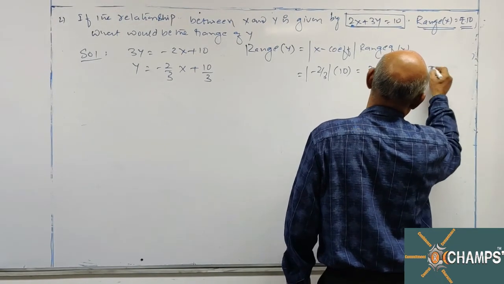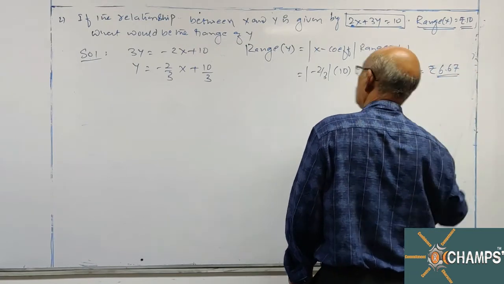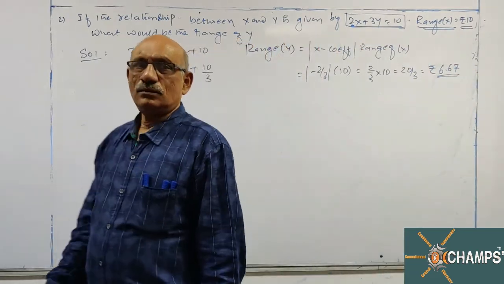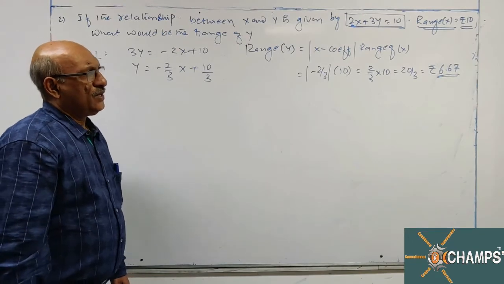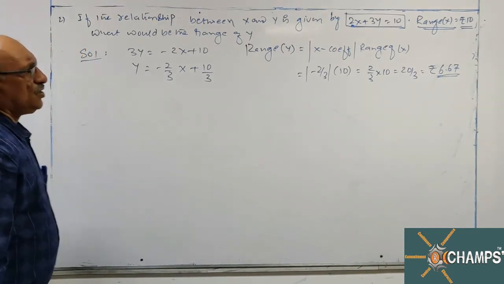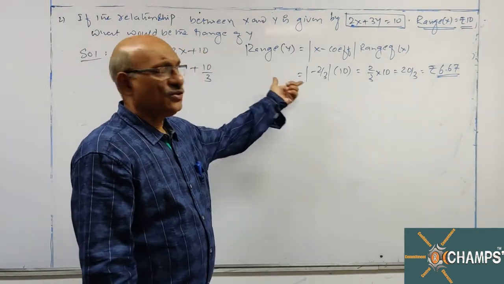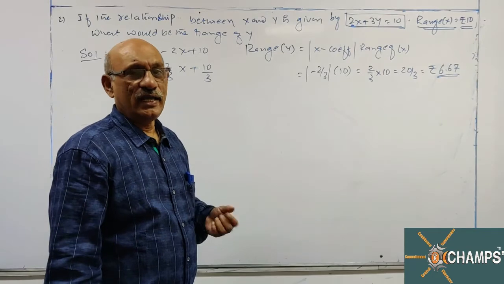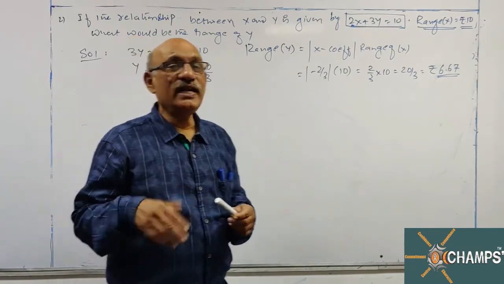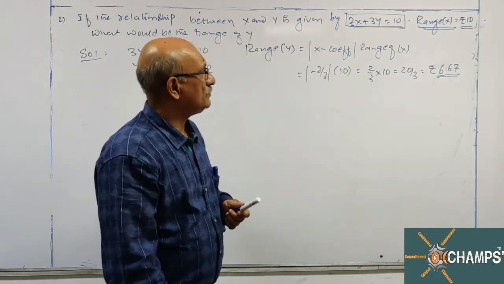You can write it in rupees because here units are given. Rupees 6.67. This way you have to calculate the range of y. This question is based on the property that range is independent of change of origin but not of scale.